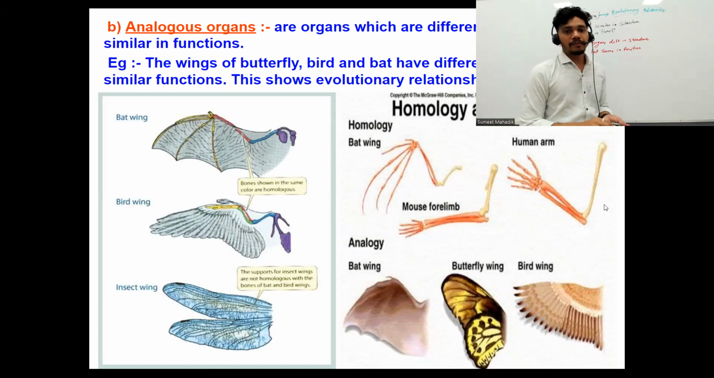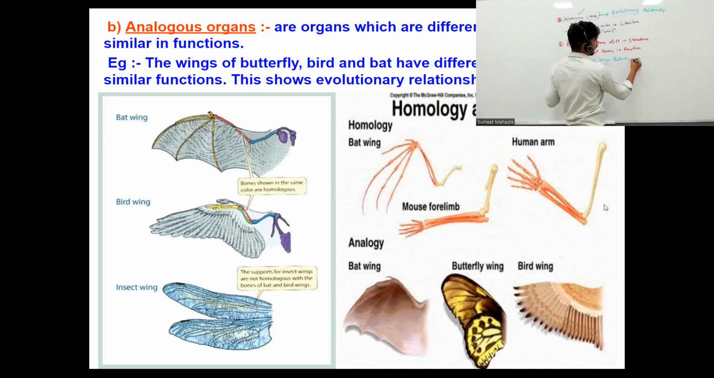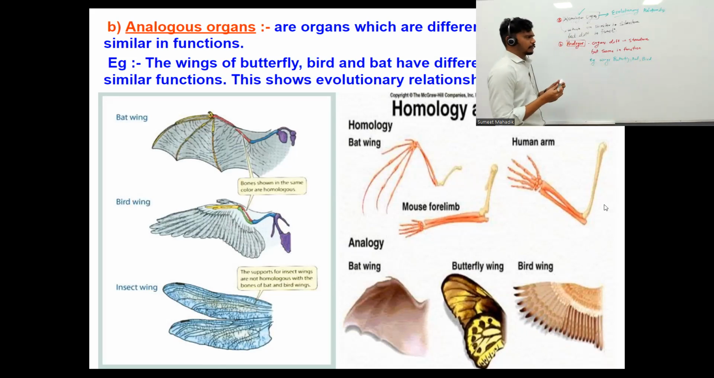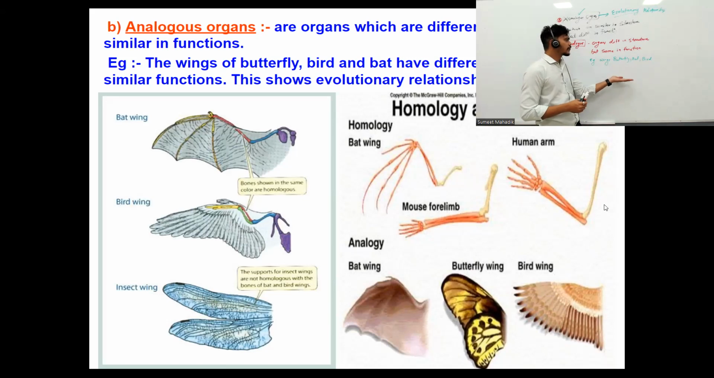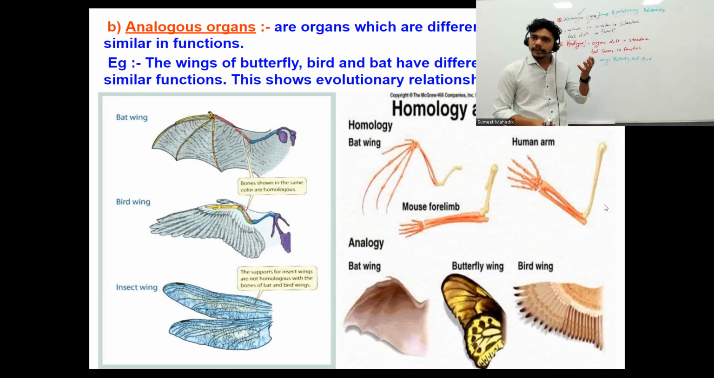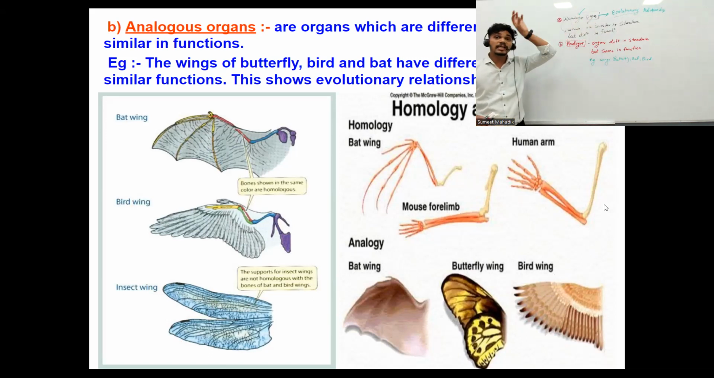Example, the wings of butterfly, birds and the bat have a different structure. Wings of butterfly, bat, bird. Now tell me one thing. We are not considering the structure. Consider the function. Butterfly, bat, birds use the wings for flying purpose. So flying is a common thing between them. We are not chasing the structure. We are focusing on function. So analogous are ones which have the same function, and homologous are ones which have the same structure.